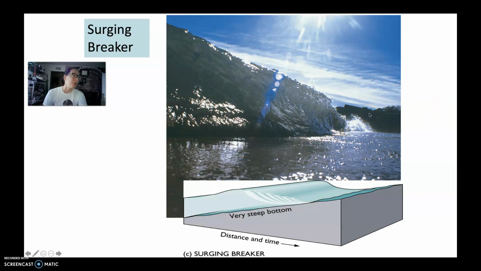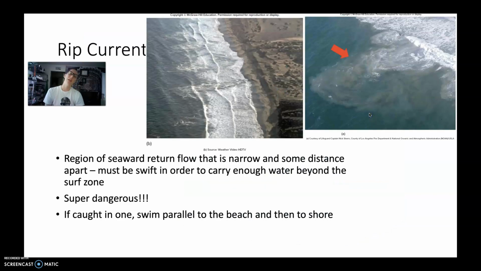And you're also probably familiar with something called a rip current. So this is a really, really super dangerous part of the shoreline. It's this region of seaward return flow that is really narrow, and they can be some distance apart. So you can see in this photo how there are these little lines, but they're a bit apart, right? What happens is they have to be swift enough in order to carry enough water beyond the surf zone. And these are super dangerous.